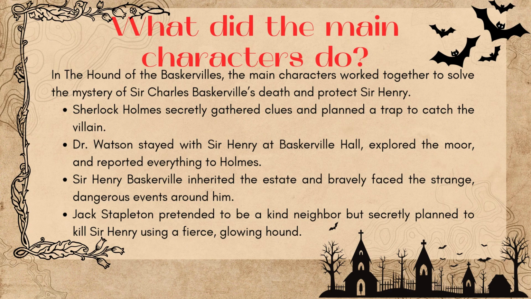and protect Sir Henry. Firstly, Sherlock Holmes secretly gathered clues and played a clever trap to catch the villain. Meanwhile, Dr. Watson, staying with Sir Henry at Baskerville Hall, explored the dark moor and reported everything to Holmes. Next, Sir Henry Baskerville inherited the estate and bravely faced all the strange and dangerous events around him. Lastly, Jack Stapleton pretended to be a kind neighbor but secretly planned to kill Sir Henry.